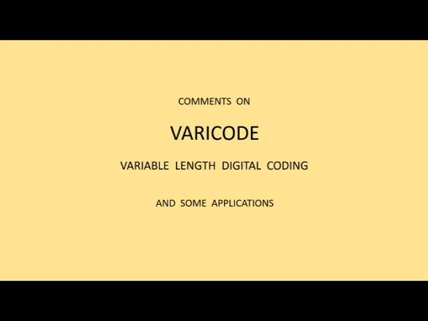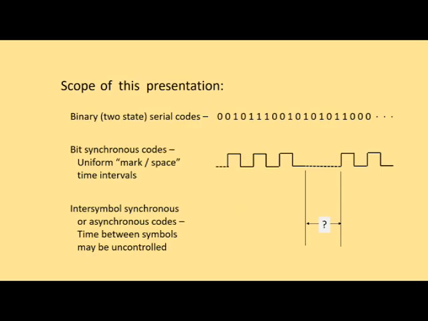This instruction is a sequence of comments on VariCode, a variable length digital coding system, and it shows some applications. The scope of this presentation is binary two-state serial codes with uniform length on-off intervals. These are the bits. The bits are constant in length. Codes can be bit synchronous, with uniform on-off or mark-space time intervals, or they can be asynchronous, in which the symbols themselves are bit synchronous, but there can be a variable length idle state between symbols, allowing for variable timing.